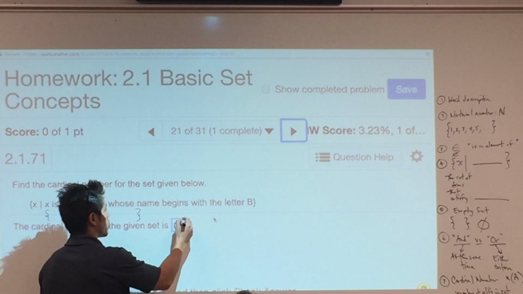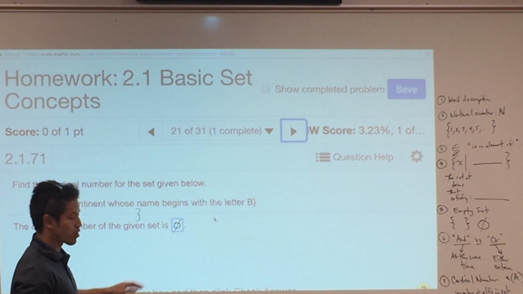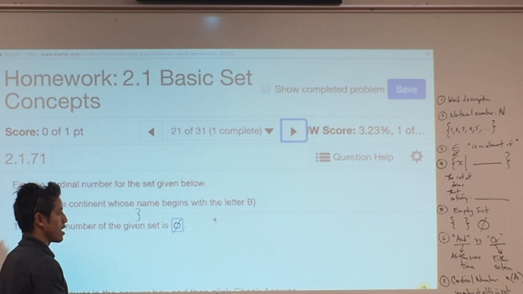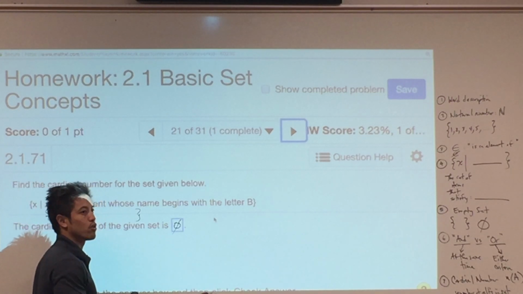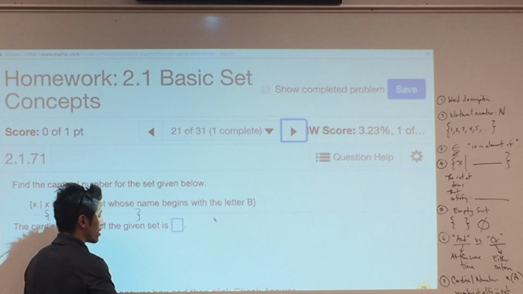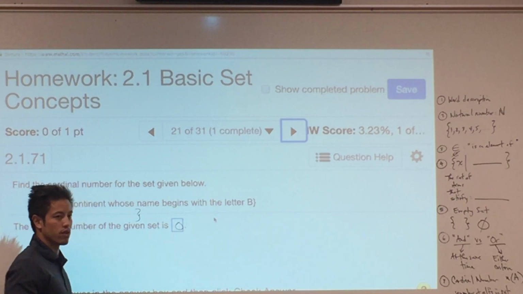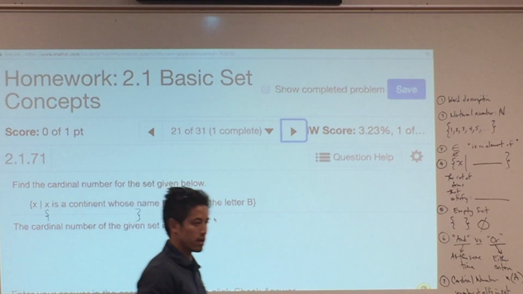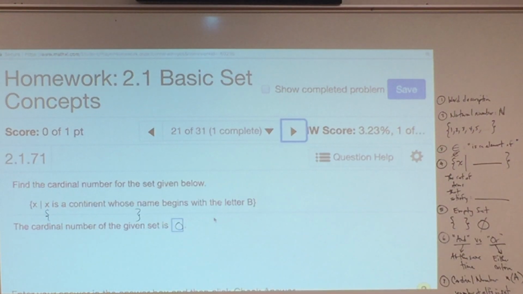Now what you don't do is put a line through it. The line through it tells you you're dealing with an empty set. But cardinal number is asking you for quantity, and quantity is not described using that symbol. Quantity is described using the actual number. So it's 0. If you are dealing with an empty set, its cardinal number is 0 because there are no elements in it. Okay?